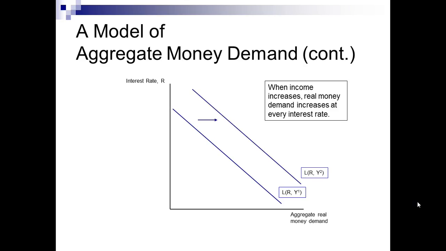That's going to be represented by a shift to the right of the real aggregate money demand curve. So let's suppose we have an initial interest rate of R and an initial quantity demanded of money of L1. When there's an increase in national income at the same interest rate, we'll see a greater demand or quantity demanded of money at L2.